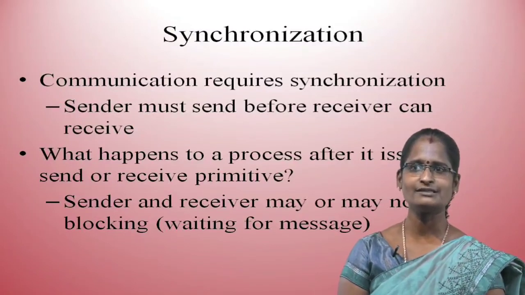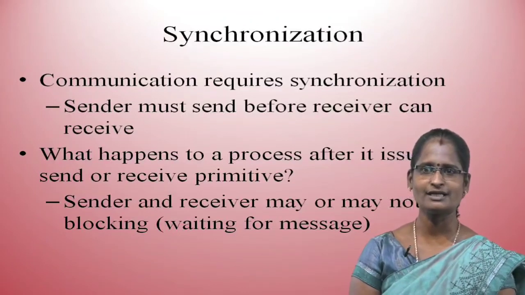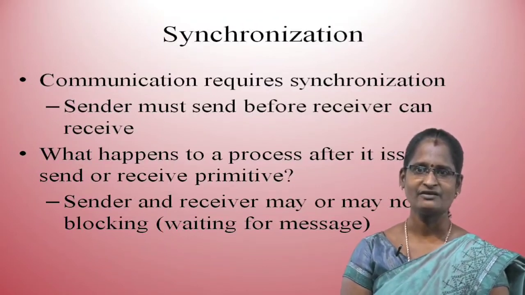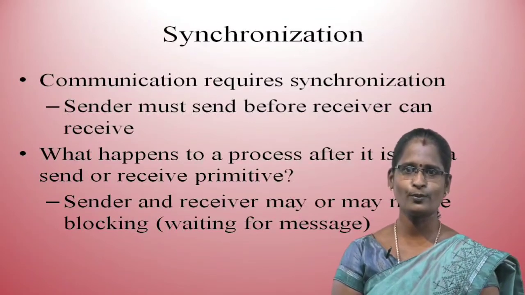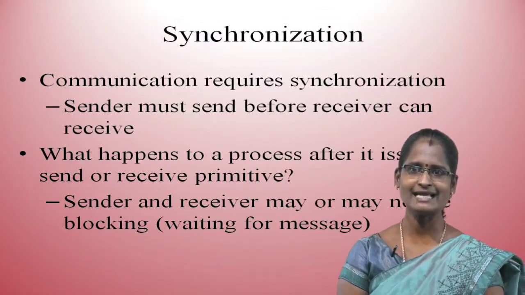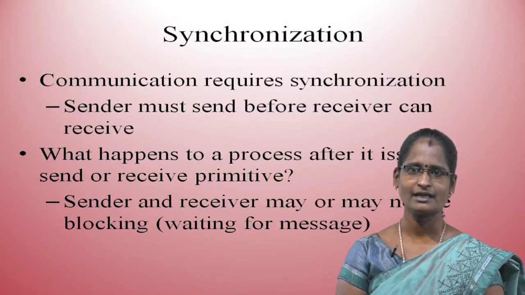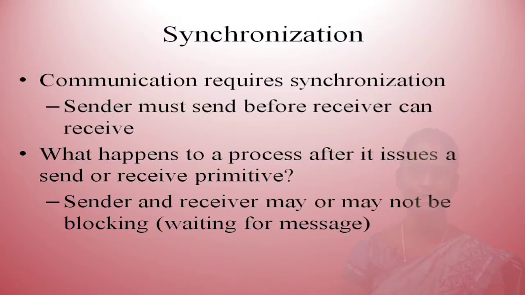What happens to a process after it issues a send or receive primitive? The sending process is blocked until the message is received, or it is not. Similarly, when a process issues a receive primitive, there are two possibilities. First, if a message has previously been sent, the message is received and execution continues. If there is no waiting message, then either the process is blocked until a message arrives, or the process continues to execute, abandoning the attempt to receive.